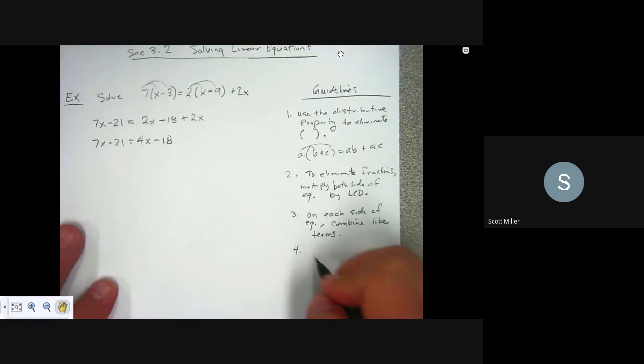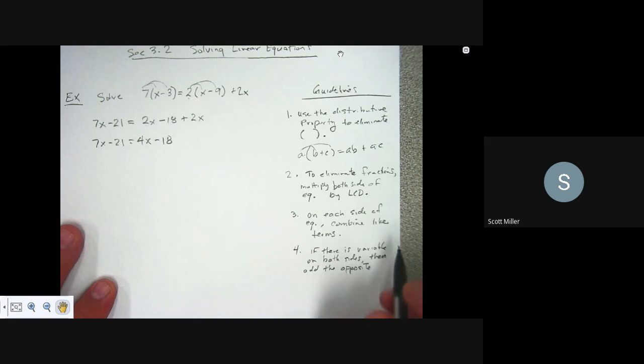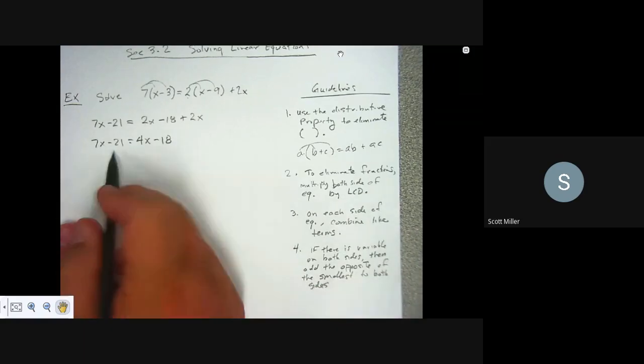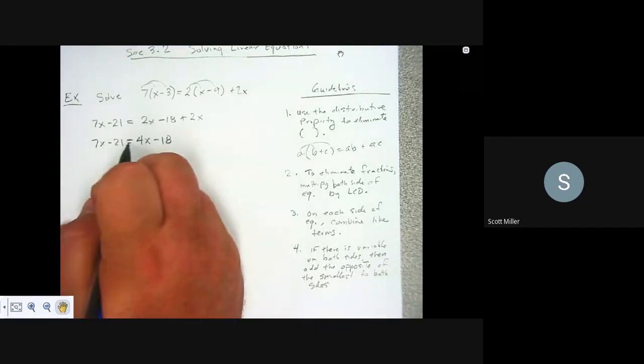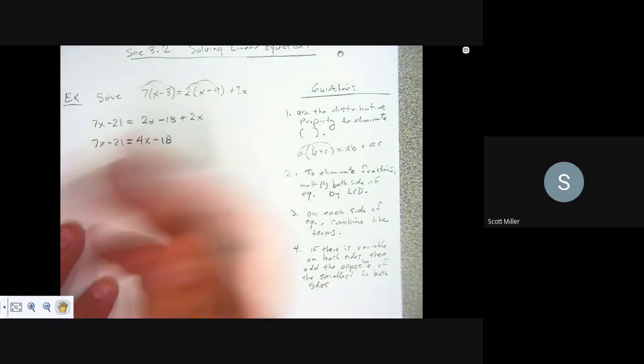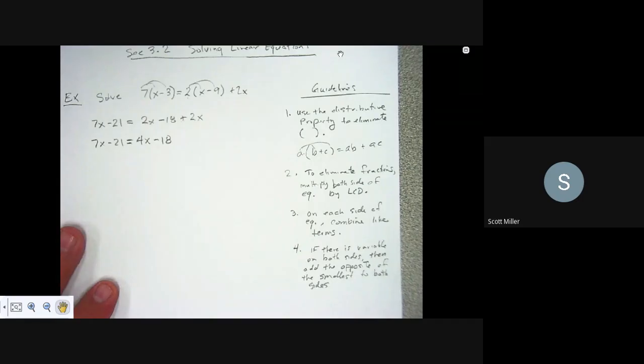Now what? If there is a variable on both sides, then add the opposite of the smallest to both sides. Why do we keep doing anything to both sides? It's because it needs to keep this equation balanced. This equal sign means that it is in balance. If I only do one side, then I'm just going to be unbalanced, and that will mess everything up.